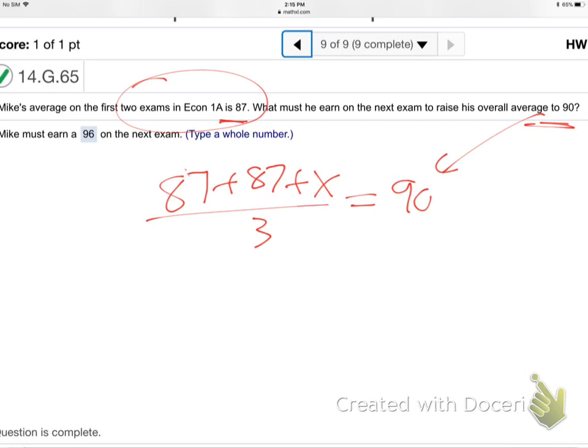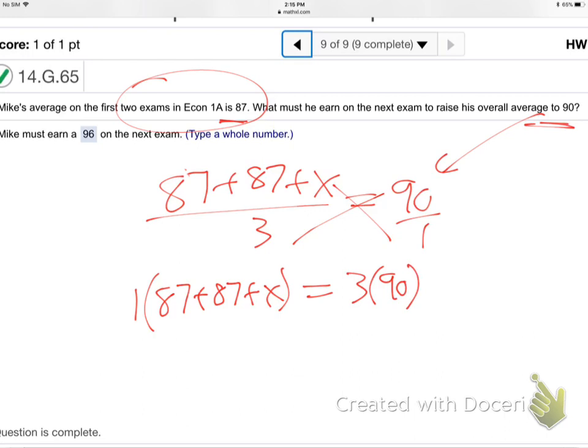You remember algebra? You have to put 90 over 1, then cross multiply. Anything alone is over 1, right? 90 is the same as 90 over 1, and then cross multiply. Diagonal, diagonal. So 1 times 87 plus 87 plus x is 3 times 90. Yeah, cross multiply. Remember that? Whole number just is over 1. 90 over 1 is the same as 90. Cross multiply, and then boom, boom, boom.